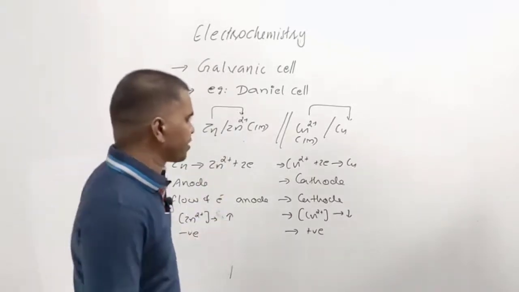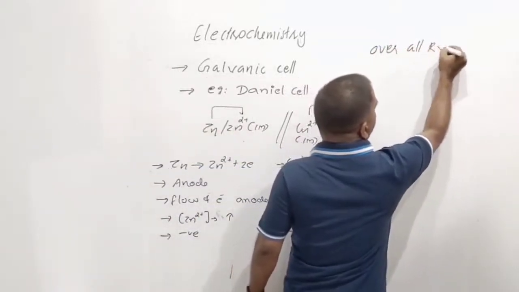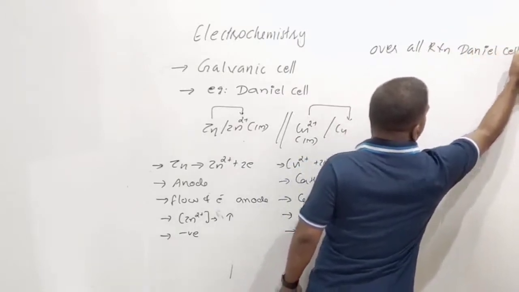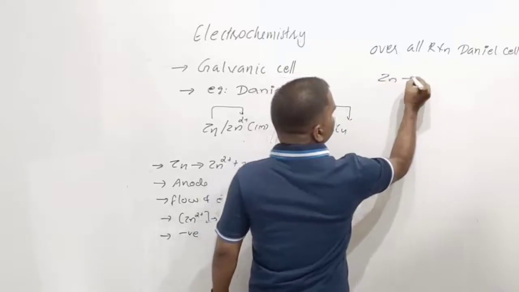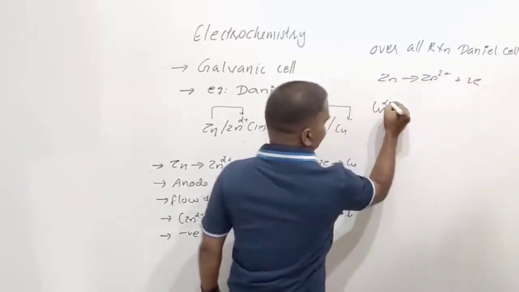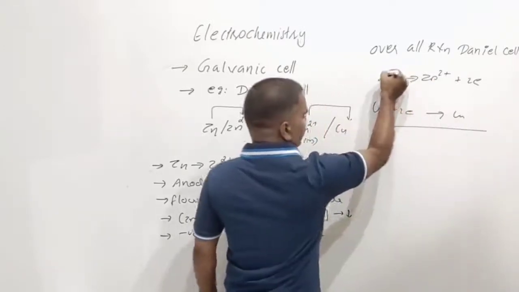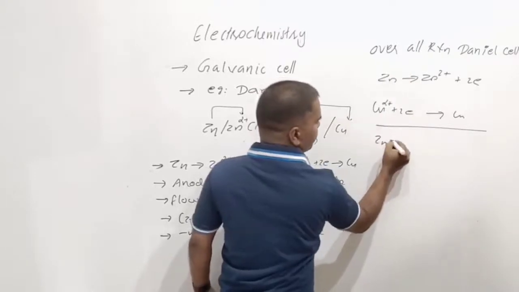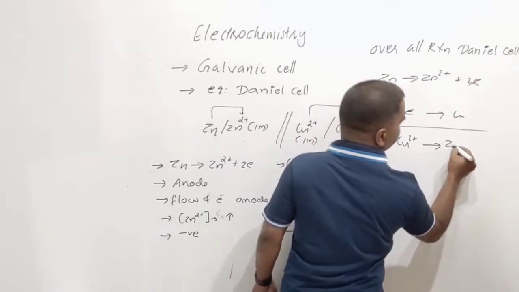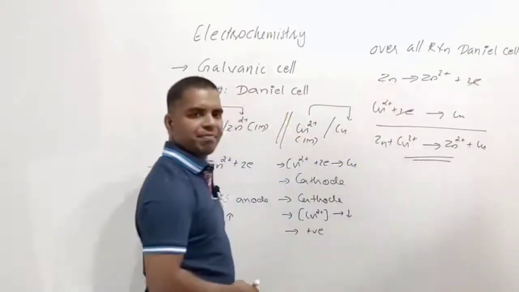Clear? Now the overall reaction in the Daniel cell. Zn gives Zn2+ plus 2 electrons. Cu2+ plus 2 electrons gives Cu. For the overall reaction, add these two equations together: Zn plus Cu2+ gives Zn2+ plus Cu, and this is the overall reaction.